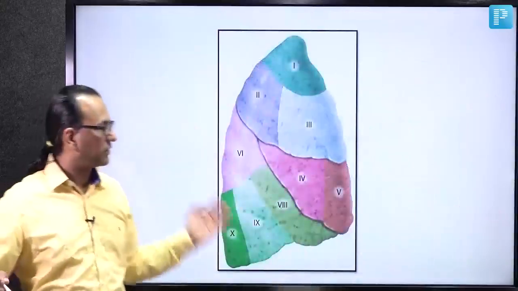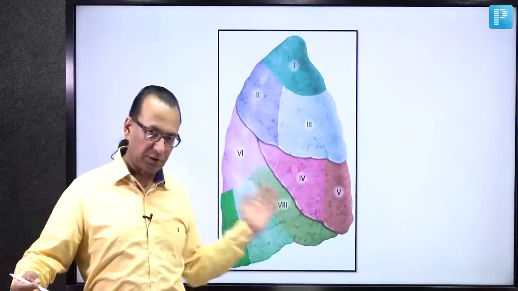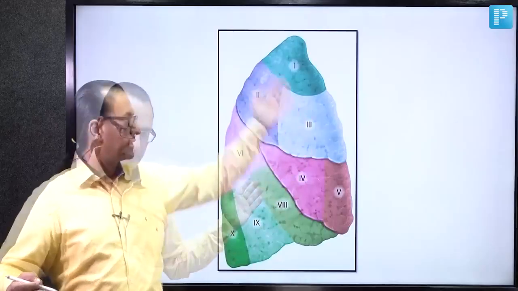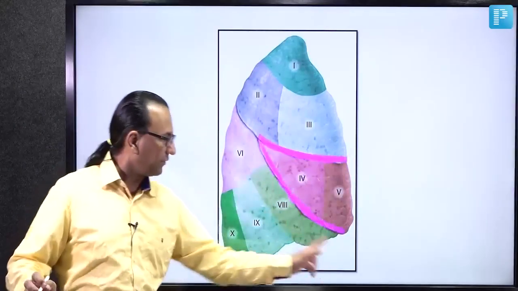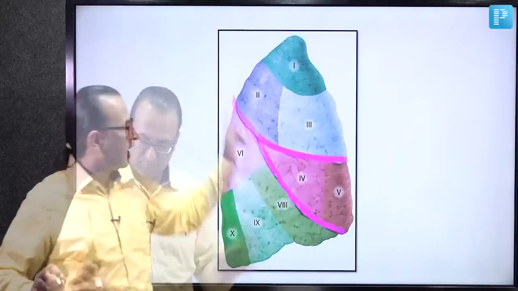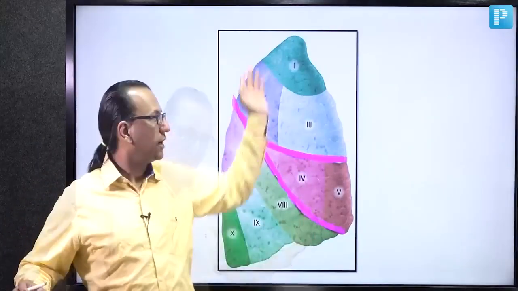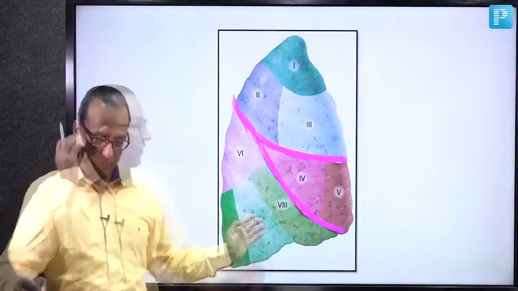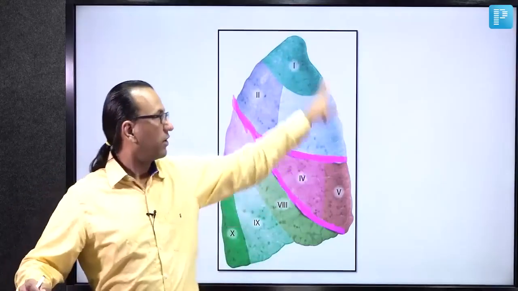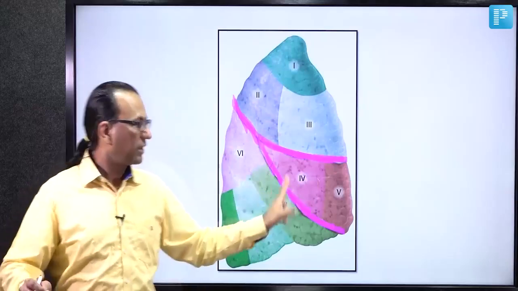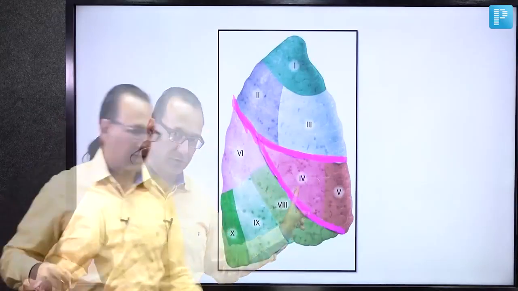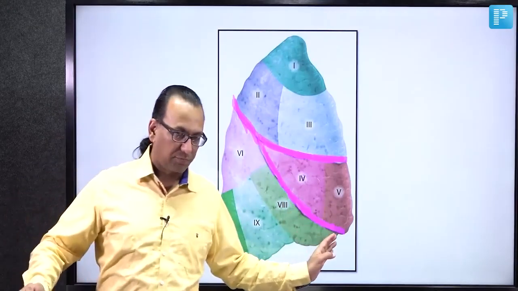As you can make out, this is the front view of the right lung showing 3 fissures and the 2 lobes plus 10 BPS. Here is the horizontal fissure. Here is the oblique fissure which extends upward, and then you have the middle lobe here. This is the right upper lobe, this is the right lower lobe. The right upper lobe has 3 BPS, which are the apical, anterior and posterior. The middle lobe has the medial and lateral BPS. And the right lower lobe has 5 BPS.